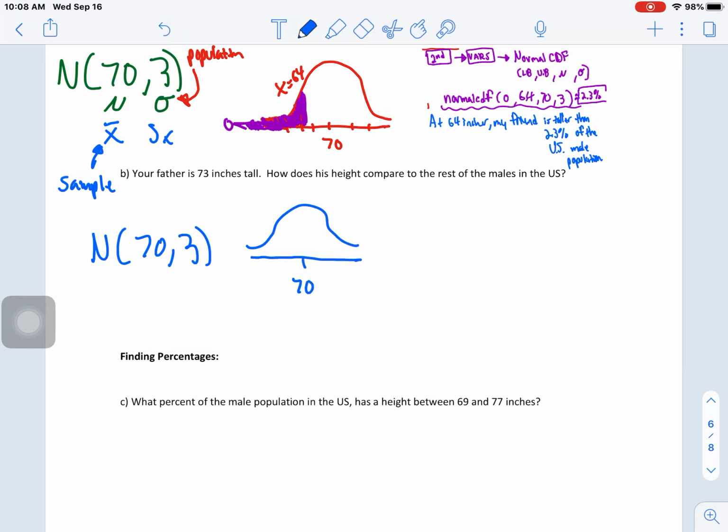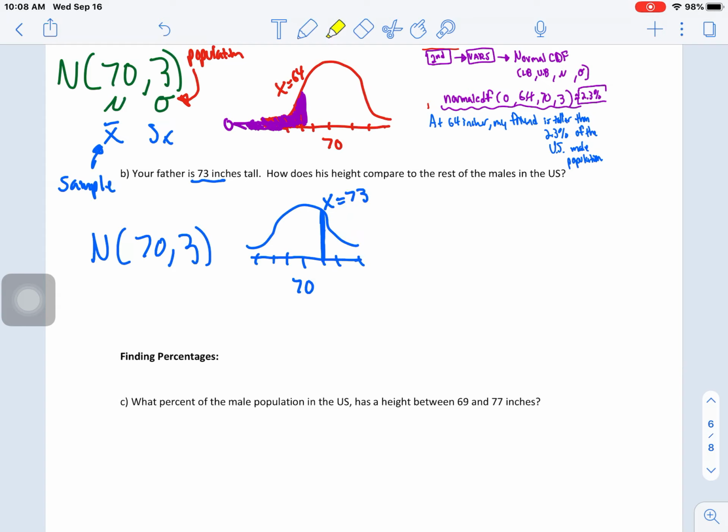And I have 70 here, 3 standard deviations above, 3 standard deviations below. And this one, we're looking at our father that's 73 inches tall. So if 1 standard deviation is 3, he's actually exactly 1 standard deviation above. So here's our father at x equals 73. And how does his height compare to the rest of the males in the US?